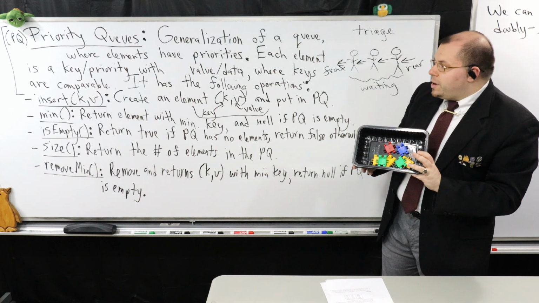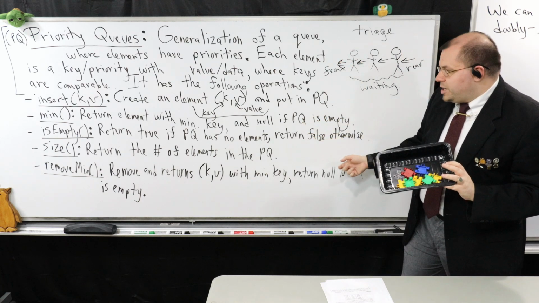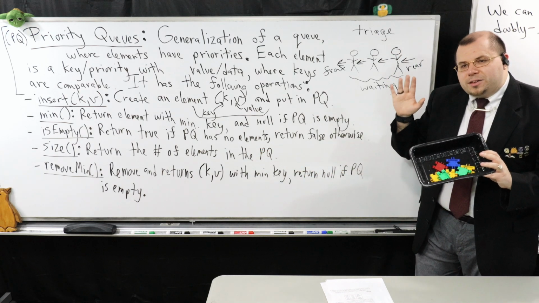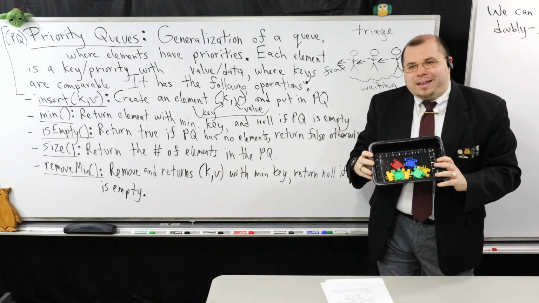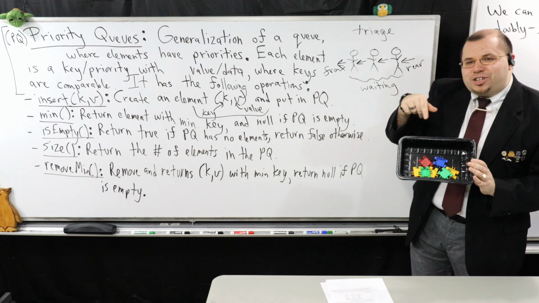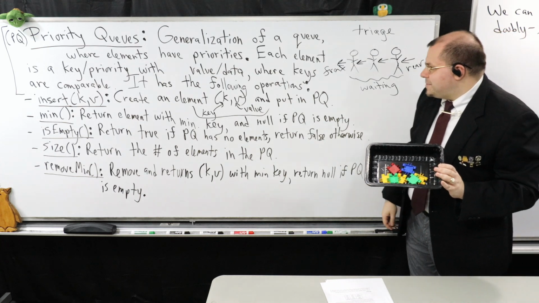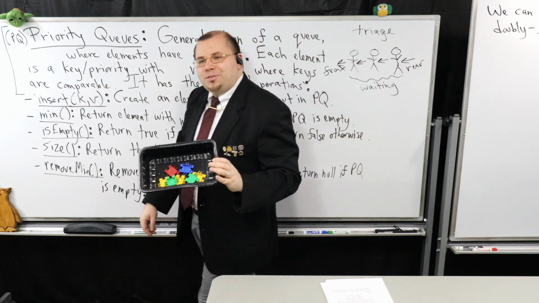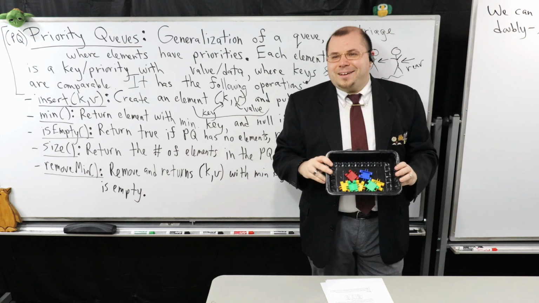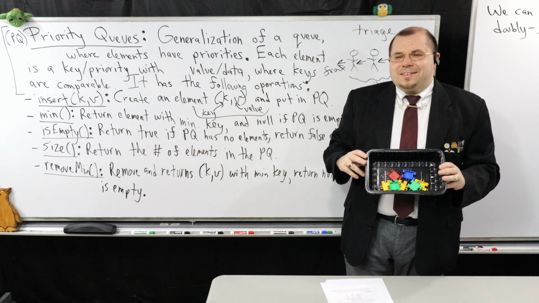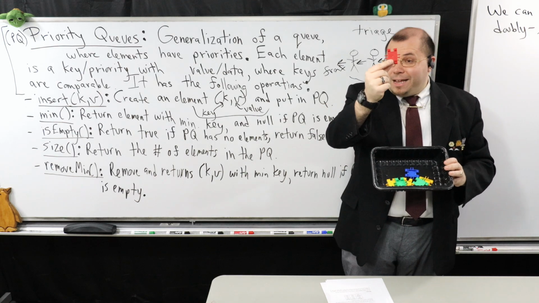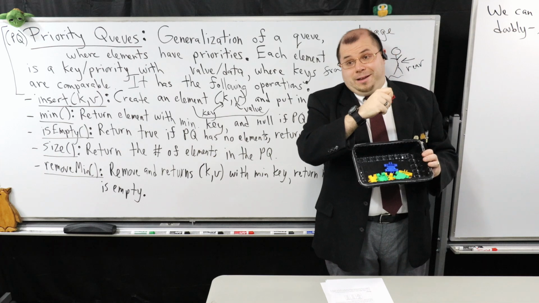Now, if I wanted to do what we're going to refer to as a removeMin operation, this will remove and return the element with the minimum key. Now, I told you that each one of these has a different priority. If I wanted to do a removeMin operation out of my bucket, which one should I take out? Which was the most important one? The one that sticks out the easiest for you, right? It's the red one, right? So I would take this one out because it has the highest priority.